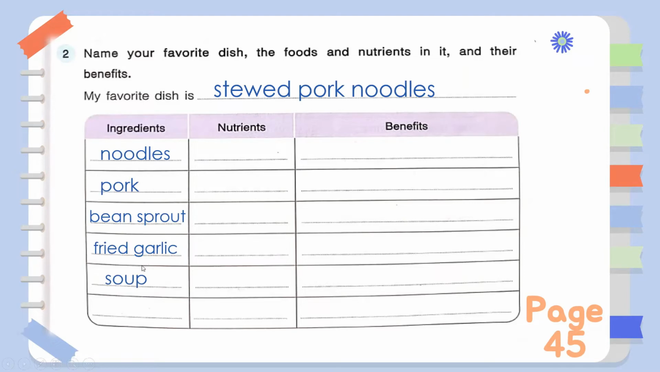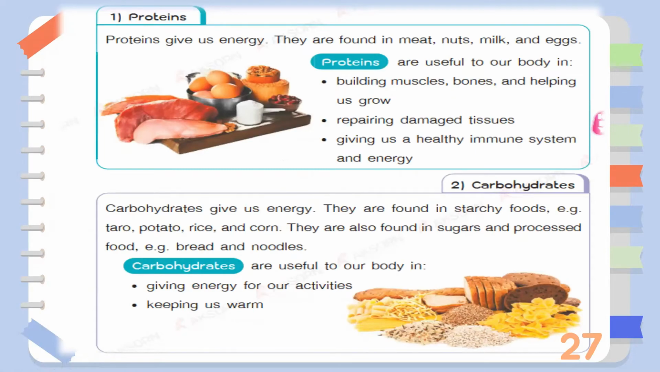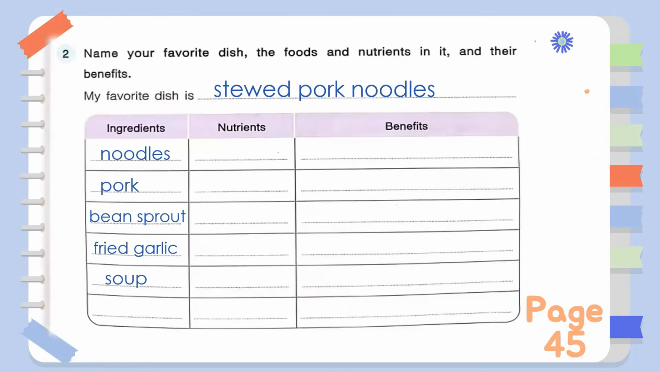After writing the ingredients, we are now ready to write what nutrients we get from these ingredients. Let's take, for example, the noodles. What nutrient can I get from noodles? Going back to our past lesson, you can find that on page 27. What nutrient can we get from noodles? It's obviously carbohydrates, right? So I'm going to write here carbohydrates.